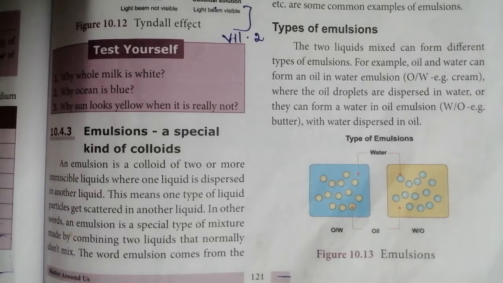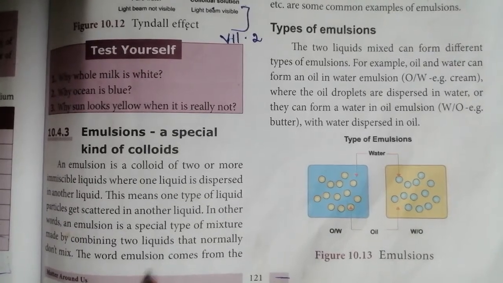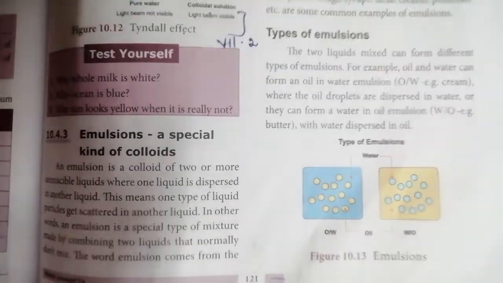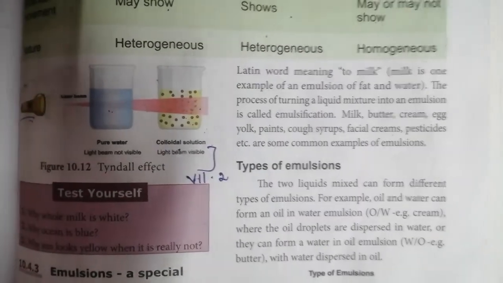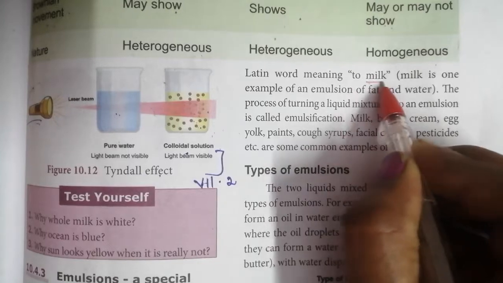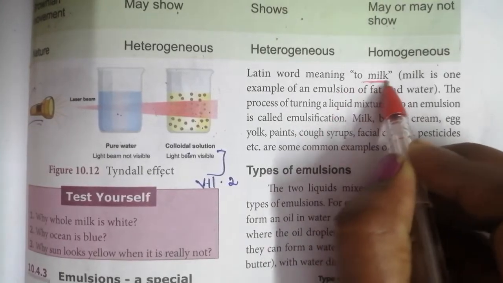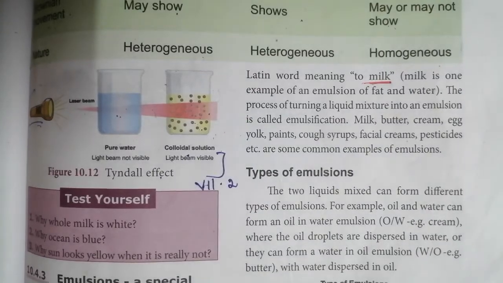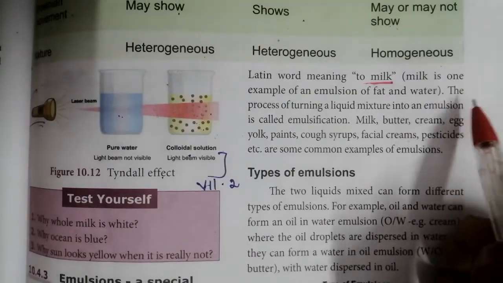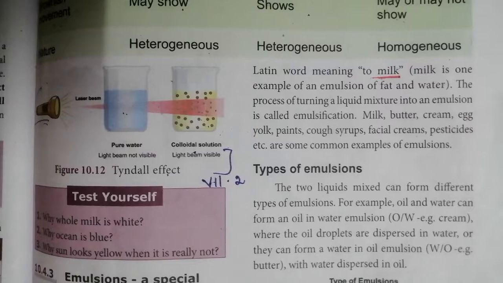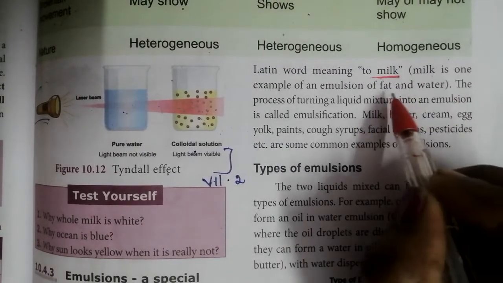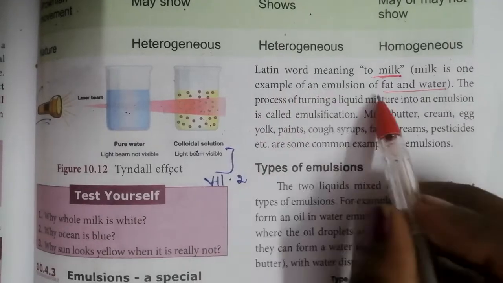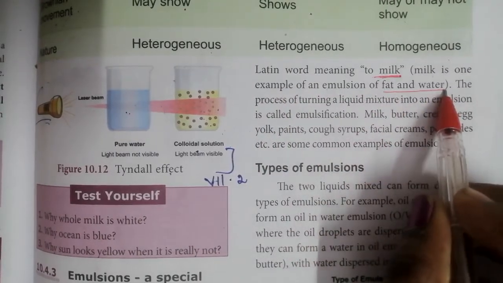The word emulsion comes from the Latin word for milk. The meaning of emulsion is milk. So what are the components milk contains? You know, water and fat. Milk contains fat and water. So milk is one example of an emulsion of fat and water.